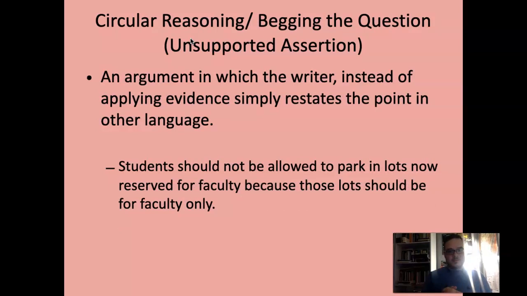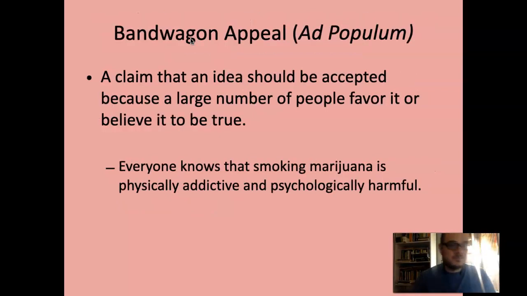Circular reasoning or begging the question. An argument in which the writer, instead of applying evidence, simply restates the point in another way, trying to substitute restating the point for the argument. Students should not be allowed to park in reserved lots for faculty because those lots are reserved for faculty only. Notice that one just restates the other. Like there's no actual argument given. We call this circular reasoning. Also, when you answer like, what is love? Love is love. That's circular reasoning. Love is affection. That's circular reasoning. All right, don't do it. And if you do it on a paper, I'm going to call you out on it.